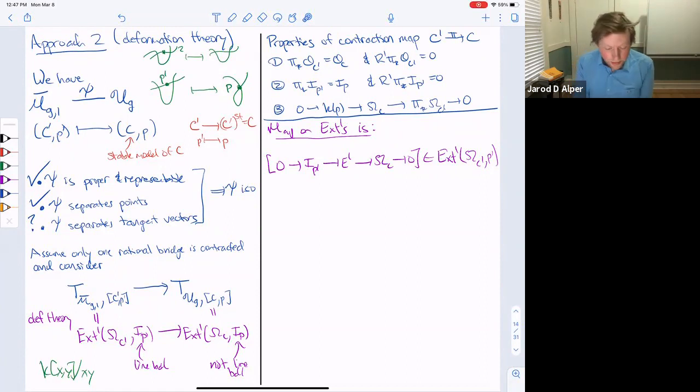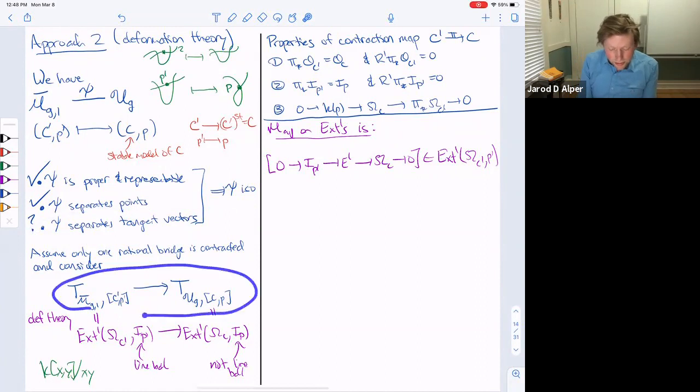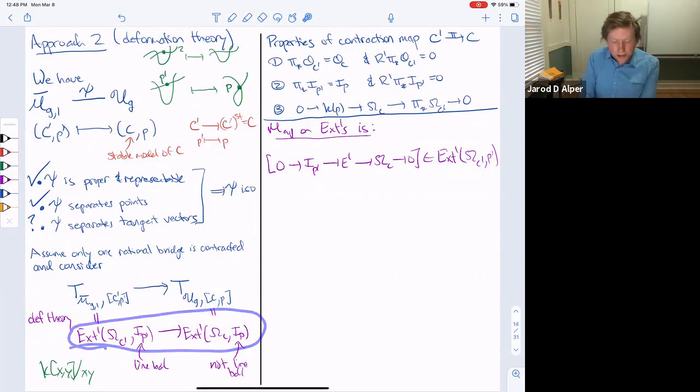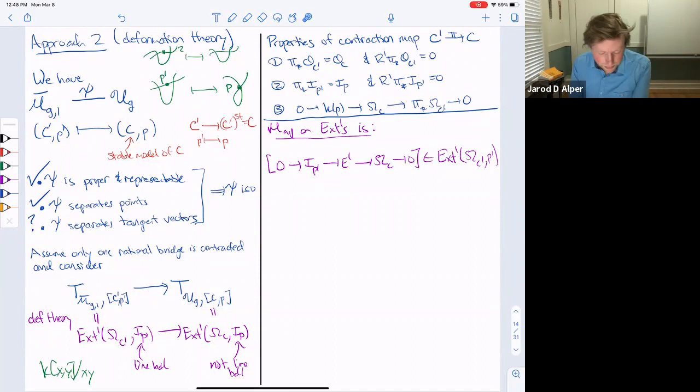Okay, so let me try to wrap up this discussion. Again, we're trying to show that this map separates tangent vectors, and so we need to analyze this map on tangent spaces. We're going to show that it's a bijection, and we need to then show that this map on X is injective. And so we start with an element on the left-hand side. So this is just some arbitrary extension. Oh, let me make sure my indexing is right. Omega C prime. Okay. All right.